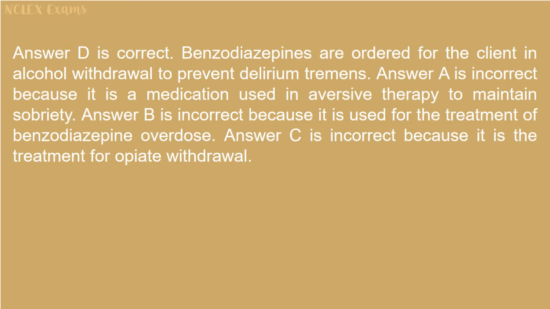Answer D is correct. Benzodiazepines are ordered for the client in alcohol withdrawal to prevent delirium tremens. Answer A is incorrect because it is a medication used in aversive therapy to maintain sobriety. Answer B is incorrect because it is used for the treatment of benzodiazepine overdose. Answer C is incorrect because it is the treatment for opiate withdrawal.